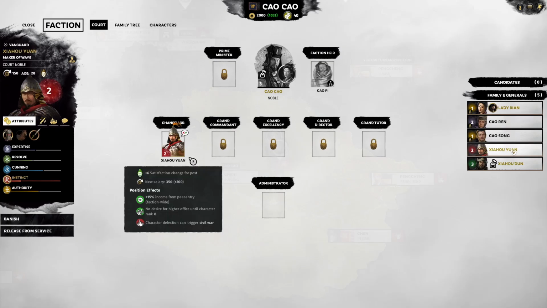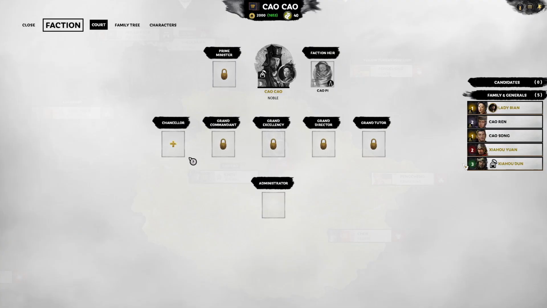And you have to make note of a few things. You see a position effect and a few other stats above it. So the first thing you see is the satisfaction change for post. The reason why you see this is because as characters rank up, and you can see the rank in the middle of the orb here, they will desire greater things from your faction because they feel like they are more valuable members of your faction. So they will demand things called a higher office. And when they have this desire for higher office and they don't have the higher office, they will become dissatisfied with you.